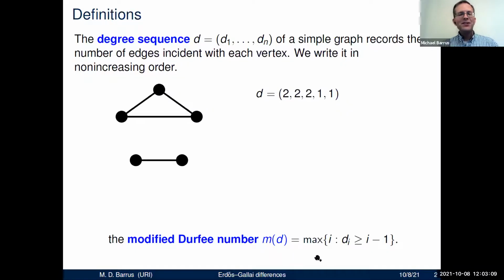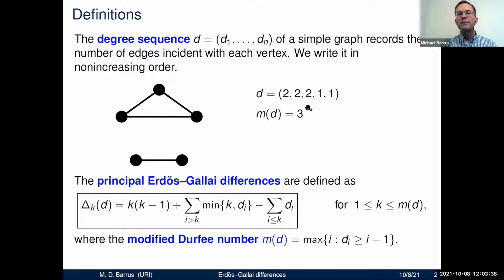And this is just the last index for which the ith degree is at least as large as i minus 1. So if we were to take a look at this degree sequence here, we might just start counting 0, 1, 2, 3, and we're going to pay attention to the last place where the degree is at least as big as the number we're calling out. So we'll call out 0, we'll call out 1, we'll call out 2, and then if I call out 3, I'll see that we've gone too far. So 3 is our modified Durfee number for this degree sequence.